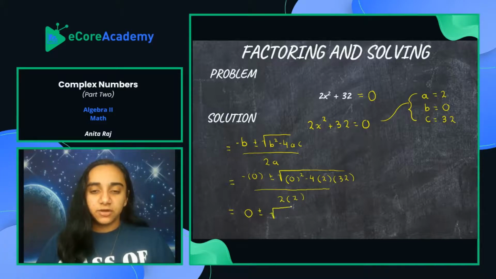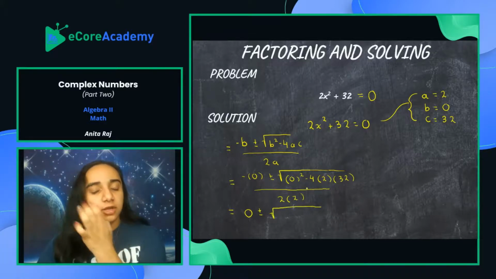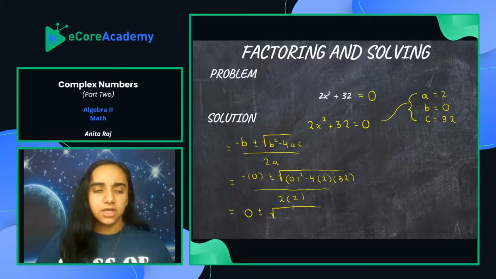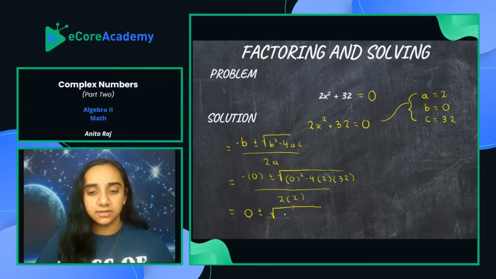And I actually simplified all of this for you. You guys can write out the work if you want to, but I just did this ahead of time because by now you should know how to do this. So 0 squared is obviously 0, and 4 times 2 is 8, and 8 times 32 is 256. So technically you get 0 minus 256. So under this square root sign, you're going to get negative 256 because you're subtracting 256 from 0. And then you're going to have all of this over 2 times 2, which is 4.